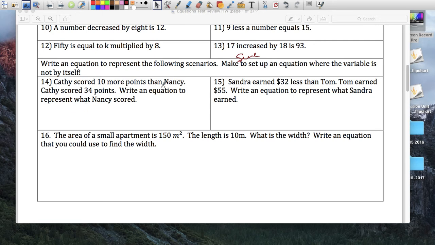Kathy scored 10 more points than Nancy. Kathy scored 34 points. So, two numbers. What equals 34? 34 is what Kathy scored. What can equal 34? Well, the one thing that can equal 34 is what Nancy did, plus 10 points. So Nancy, who scored a little lower, we'll call it N, whatever her score is. If I add Nancy plus 10, that will equal Kathy on the other side. So there is your equation.